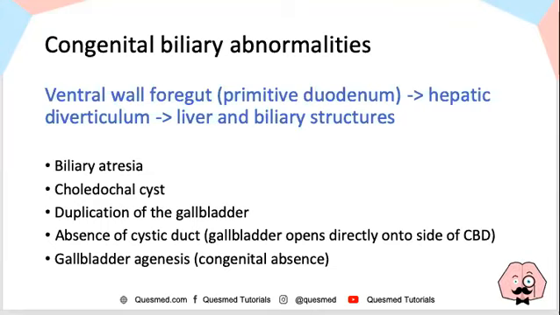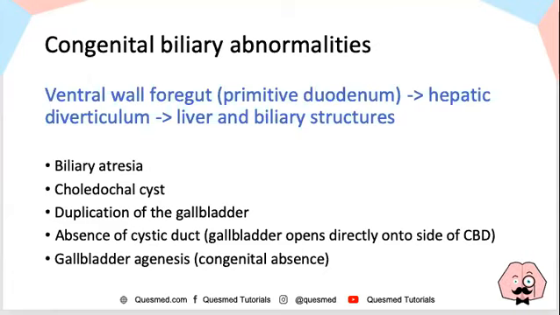So biliary atresia, like we discussed, is a congenital obliteration of the ducts, and it occurs in approximately 1 in 10,000, and it's often associated with other congenital abnormalities. A choledochal cyst is essentially cystic dilatation of the main bile ducts. It's much more uncommon and occurs in approximately 1 in 200,000. However, it is more common in patients of Japanese or Asian descent.